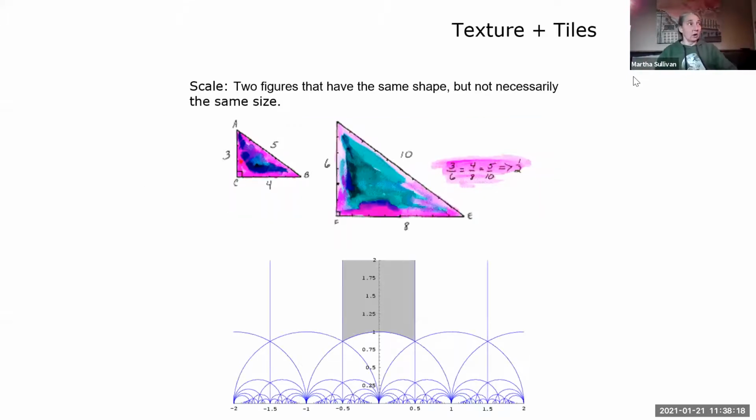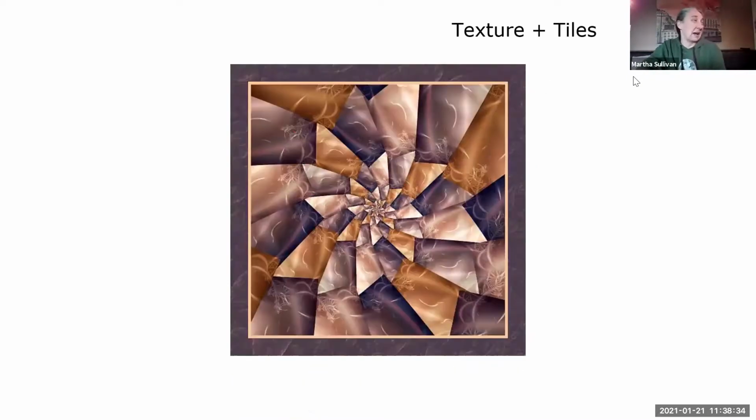Okay, scale. Scale is another way to play with pattern and tiles. So taking that same shape and then scaling it up, the proportions are the same, but the scale is different. So let's kind of take a look at what those patterns end up looking like. Here's one coming out from a spiral.